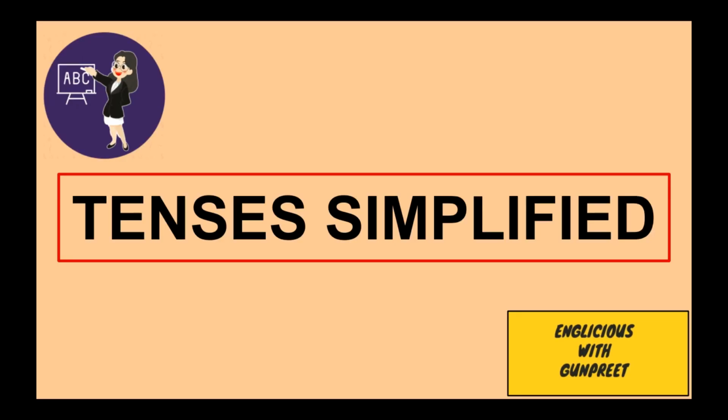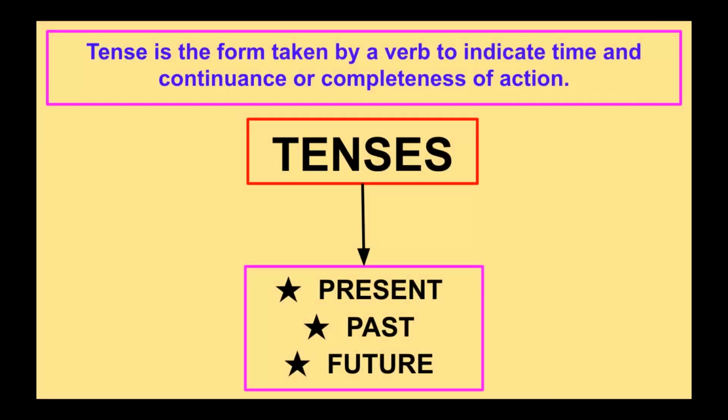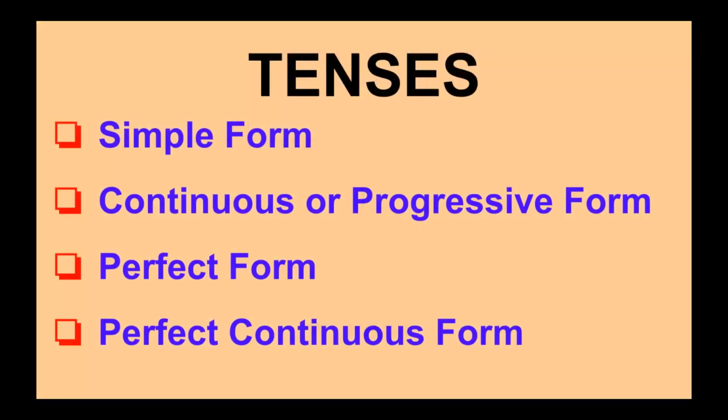Let us learn about tenses in detail. Tense is the form taken by a verb to indicate time and continuance or completeness of action. My dear students, there are three broad categories for tenses, that is, present, past, and future.